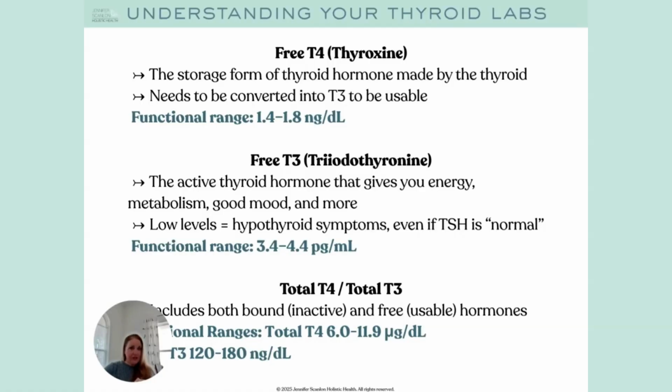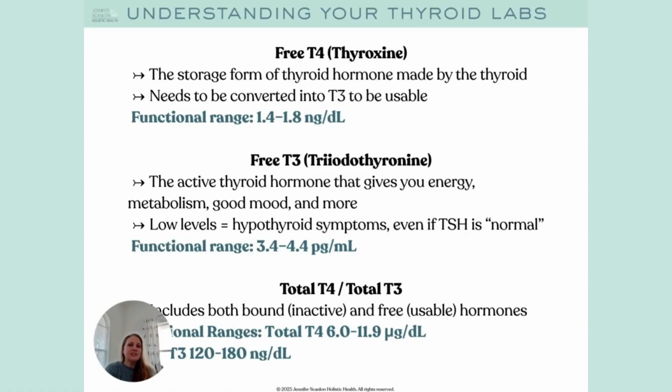For free T3, this is the active thyroid hormone that gives you energy. It makes your metabolism go and gives you your good mood and all those other good things that happen when your cells have energy to do what they need to do. If you have low levels of free T3, you are going to have hypothyroid symptoms. Even if your TSH is normal, you are still going to feel symptoms. The functional range for free T3 is 3.4 to 4.4 picograms per milliliter.